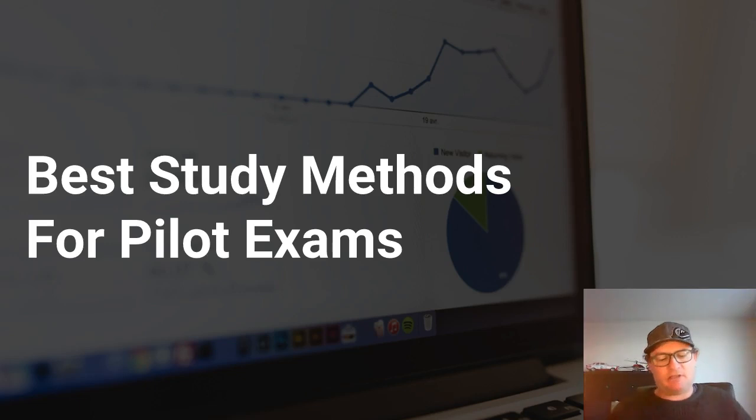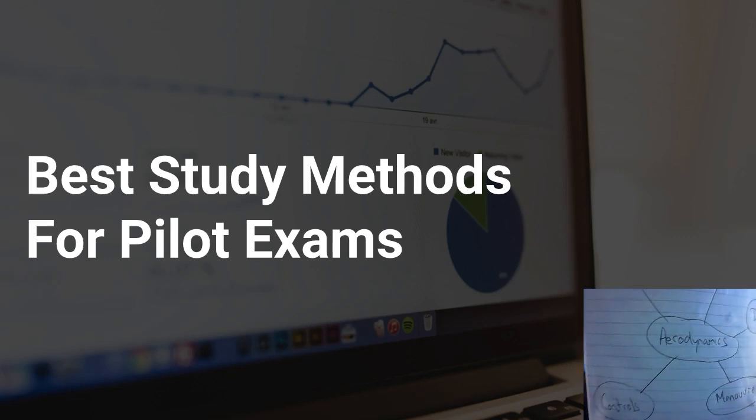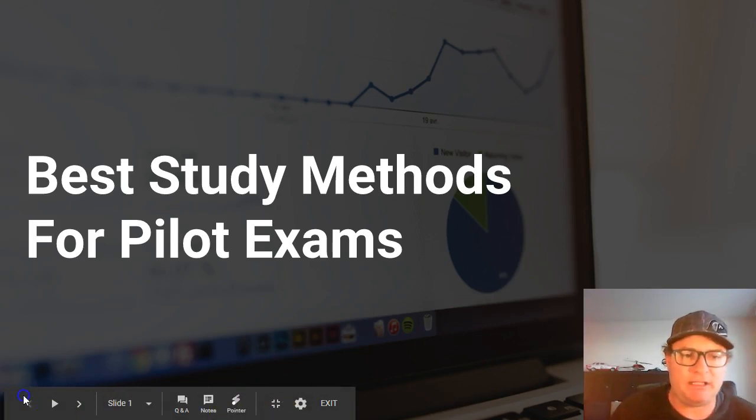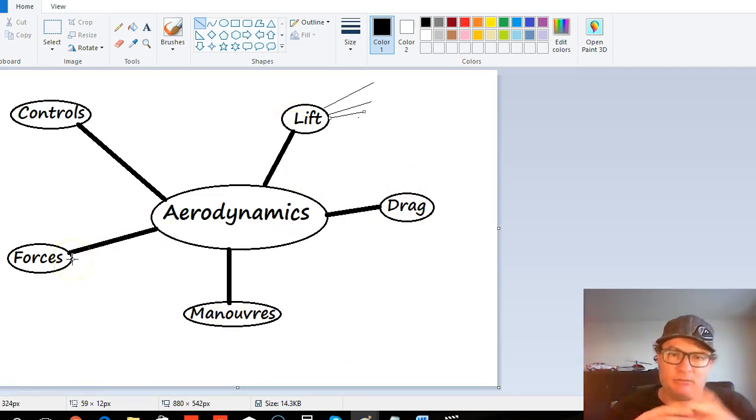So with mind maps, what you want to do is draw up your topics and put your central topic in the middle, and then put your other ones around it. I'll just show you one that I whipped up in Paint. This one's aerodynamics, and it has forces, controls, maneuvers, lift and drag. Now lift and drag could probably go in forces, but there's so much in them I wanted to put them out by themselves. Do whatever works for you.